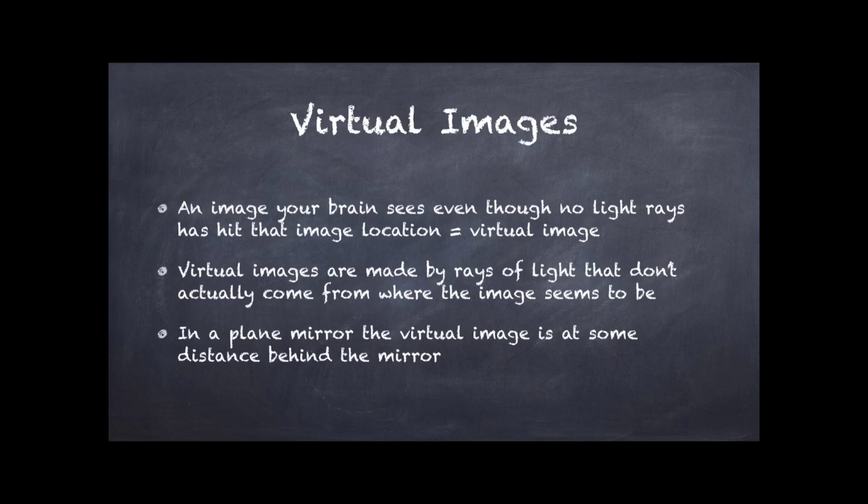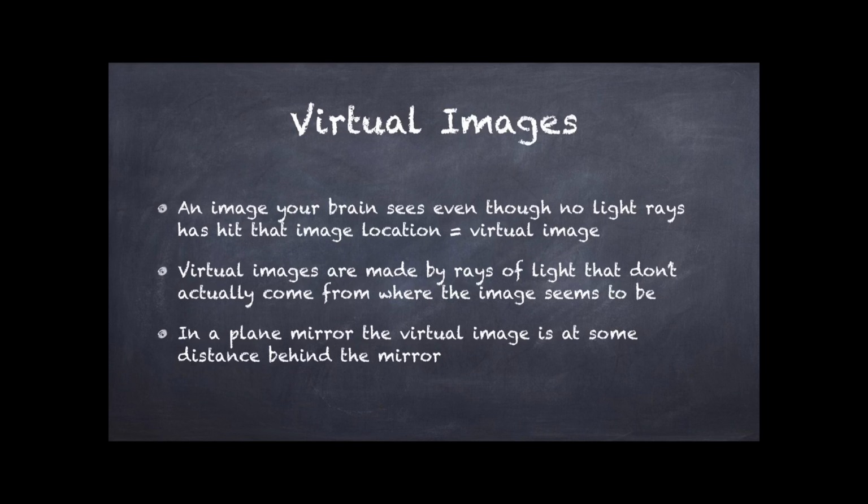An image that your brain can see, your brain can pretty much see an image even though there are no light rays that have hit that image's location. And that's how we get the title virtual image, right? So that image isn't technically, you're not getting light rays that are hitting that image in every single spot, but your brain is able to kind of put it together.